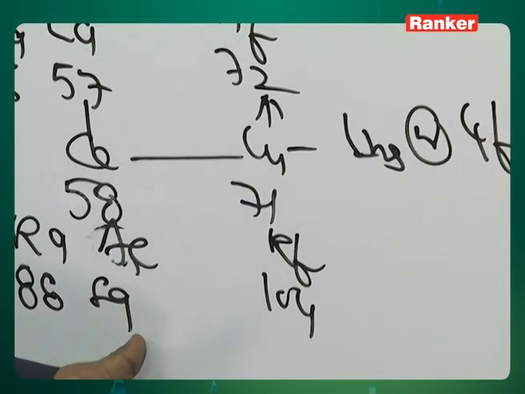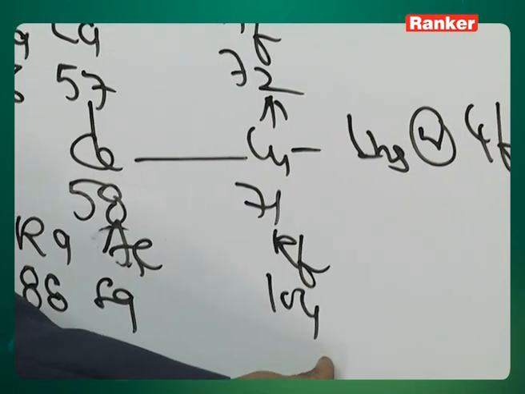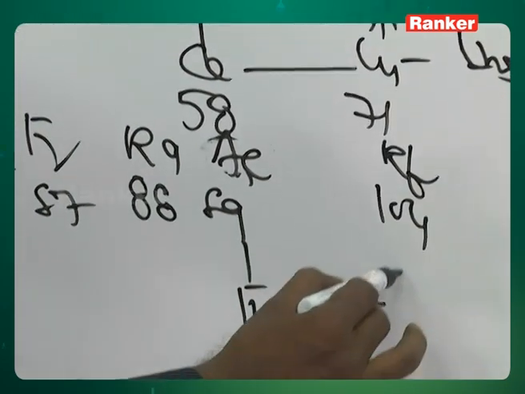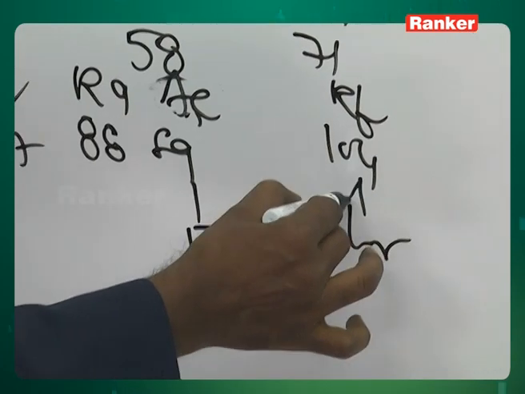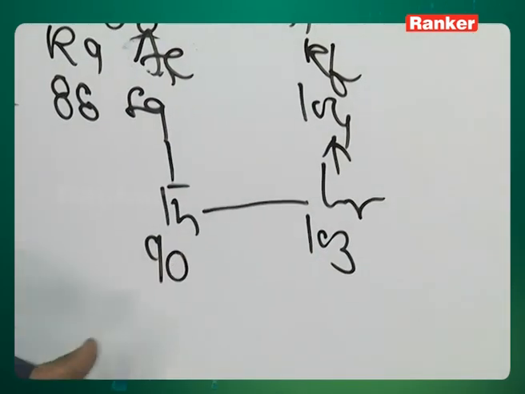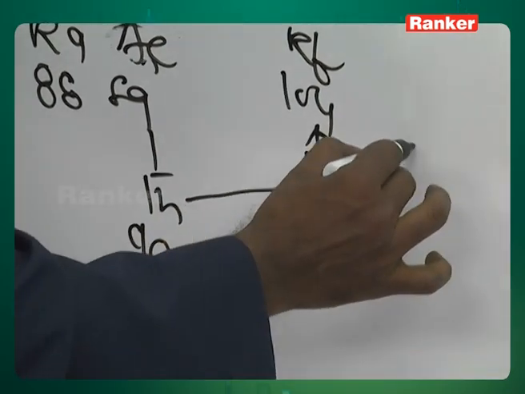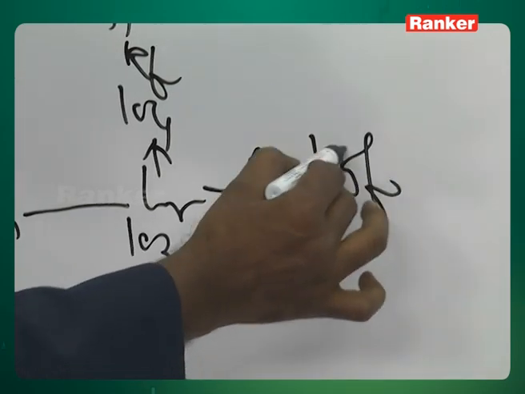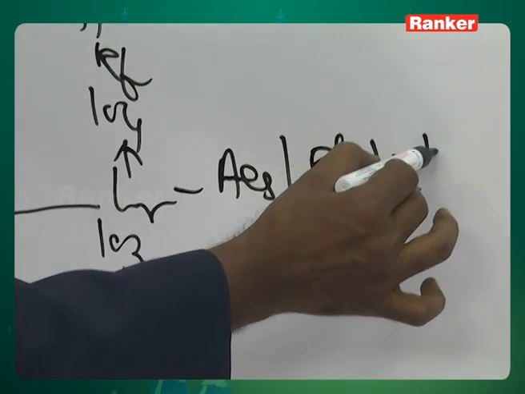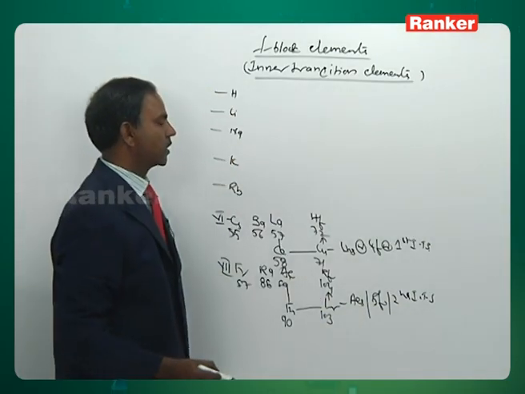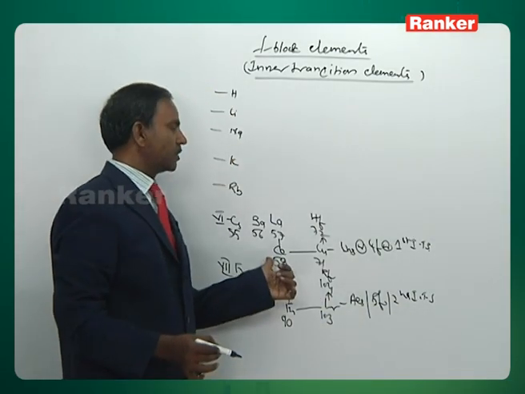In between this 89 and 104 rutherfordium, there are 14 elements, again thorium 90 to lawrencium 103. Thorium 90 to lawrencium 103 are known as actinides, or you can take the 5F series, or you can consider the second inner transition series.